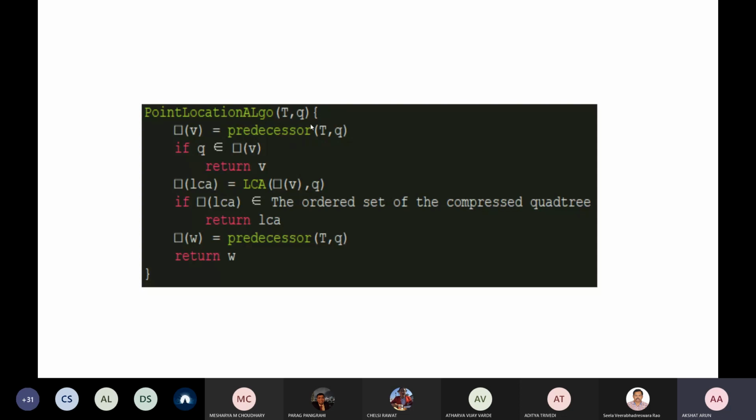The total time complexity, if we do the pre-processing completely, would be order log n, because the predecessor can be computed in log n time using binary search, checking whether it lies inside or not can be done in constant time, and checking if LCA is a part of the compressed quadtree can be done in log n time again. So the overall complexity for searching in a compressed quadtree comes out to be big O log n, given pre-processing is done.